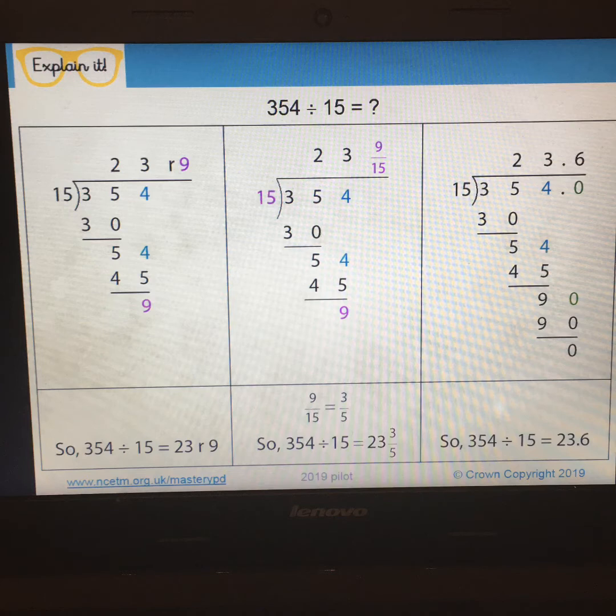And for the third one, the one on the right, decimals. This potentially could be for money, so your answer actually could be £23.60, or sometimes for further calculations, a decimal answer is easier for you to use. So for this one, you had the remainder of 9, you put a decimal point and a 0, and then you move that 0 down to make 90 tenths. You did 90 divided by 15, which is 6, because you times 15 by 6 to get 90, so the answer was 23.6.